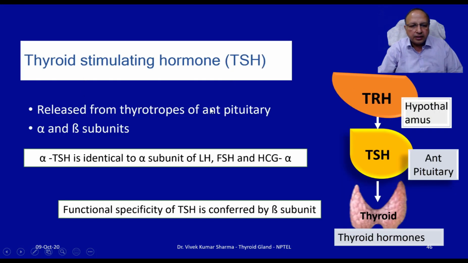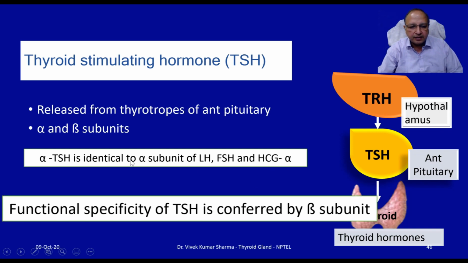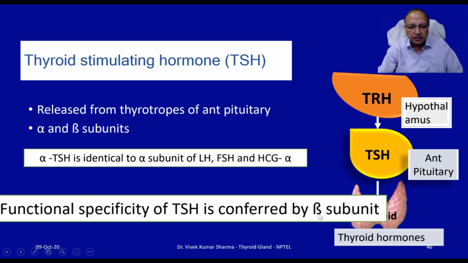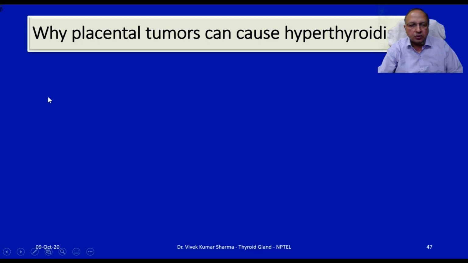The specific property of thyroid stimulating hormone is that it is released from the thyrotropes. It has both alpha and beta subunits, but the alpha subunit of TSH is identical to the alpha subunit of the luteinizing hormone, follicle stimulating hormone, and the HCG alpha. The functional specificity of the TSH is conferred by its beta subunit. So this explains why placental tumors can give rise to hyperthyroidism.